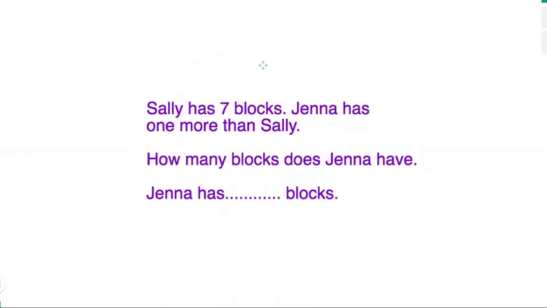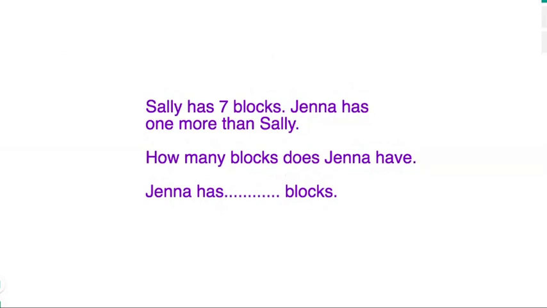Now, don't worry if it looks like a lot of words. I'm going to help you through. Okay, so we're going to read our question together. This says, Sally has 7 blocks. Let's put an S for Sally and let's draw 7 blocks for Sally. 1, 2, 3, 4, 5, 6, 7. That's the first part of our question. Now let's continue to read.